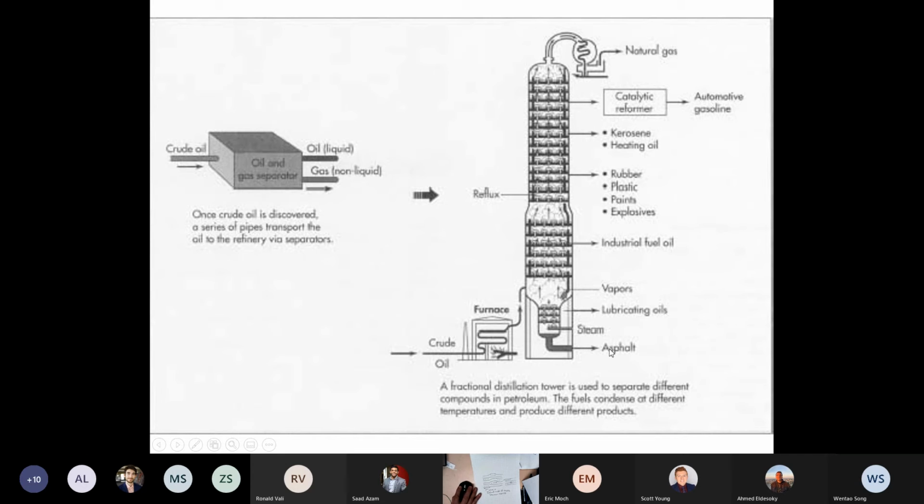And these asphalts and tars are used to make artificial graphite. And we're going to talk about artificial graphite made from petroleum pitch or asphalt type stuff.